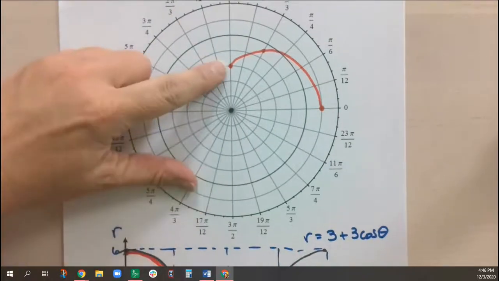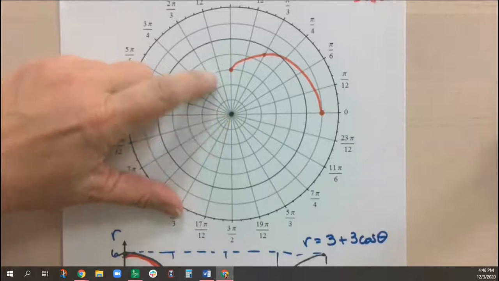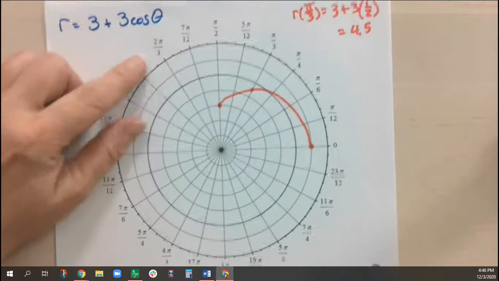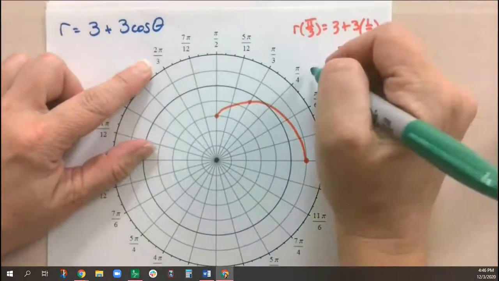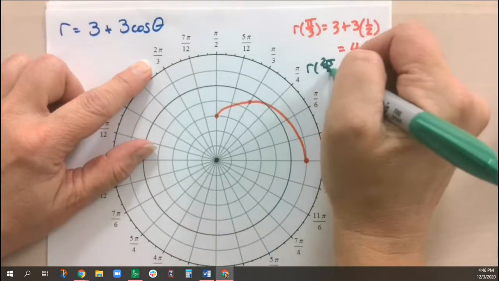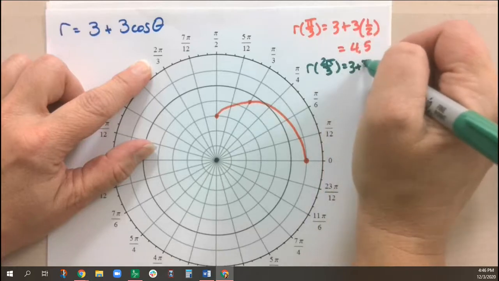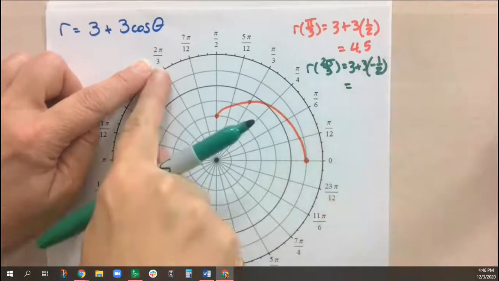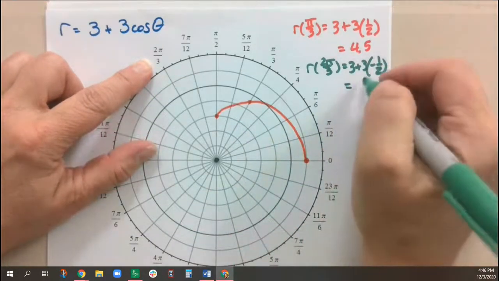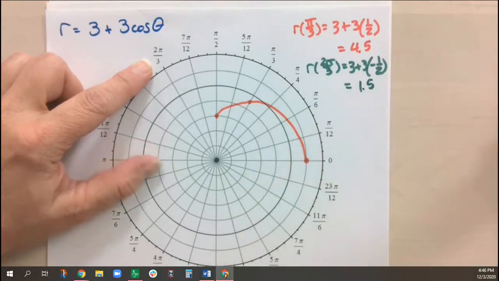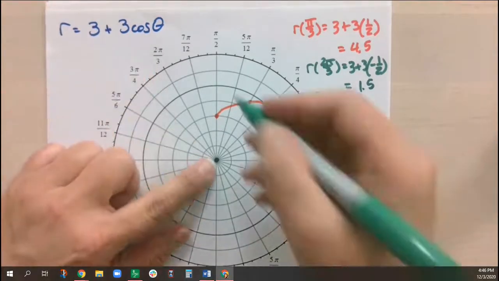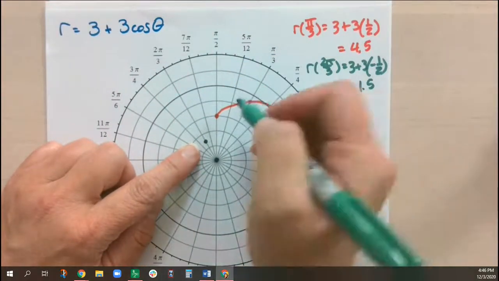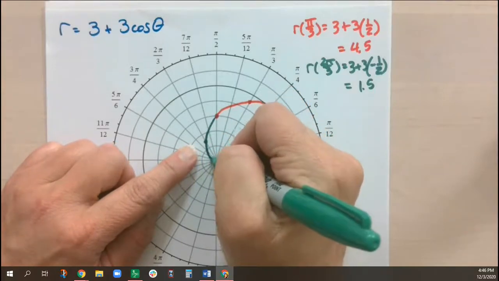So now how do I connect this point to that point? We're going to have a little curve over here. So let's find that third helpful point, which is going to be at 2 pi over 3. If I do r of 2 pi over 3, that's going to be 3 plus 3 times negative 1/2, because cosine of 2 pi over 3 is negative 1/2. And so now I'm getting 1.5. So on the 2 pi over 3 spoke, we are here at 1.5. That is our third helpful point. And so the curve is going to go like this.